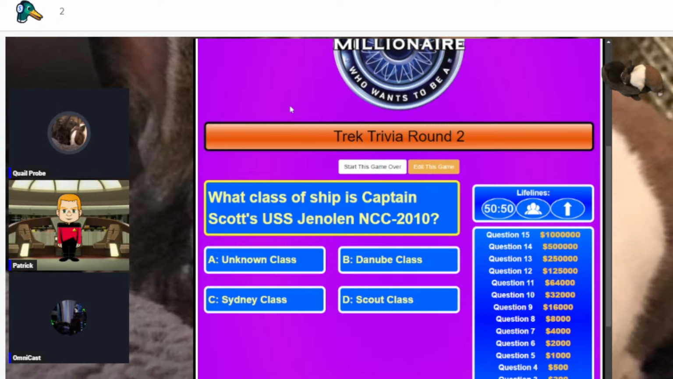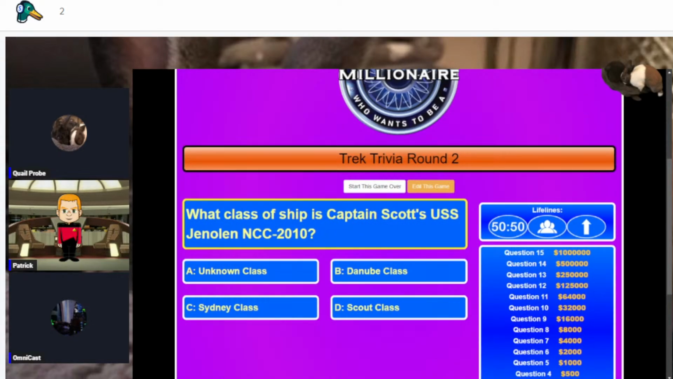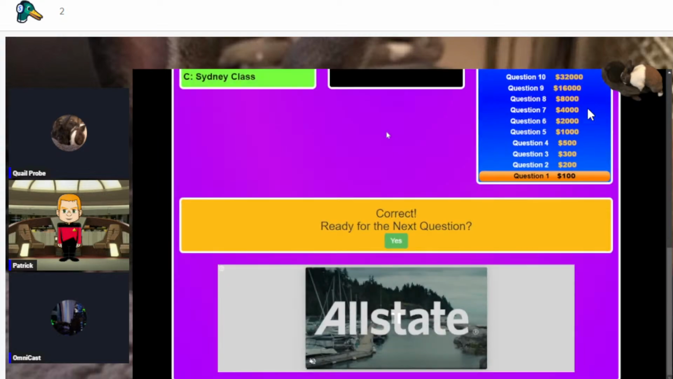Let me hide this. All right. What class of ship is Captain Scott's USS Jenolan NCC 2010? A, an unknown class. B, a Danube class. C, Sydney class. Or D, Scout class. It's not a Danube class. I don't know if it's unknown or not. I know it's the Jenolan. It's some kind of transport ship. Let's use a lifeline. Let's use the 50-50. Unknown or Sydney class? Oh, there it is. Okay, so then let's do Sydney class. Final answer. That is correct.